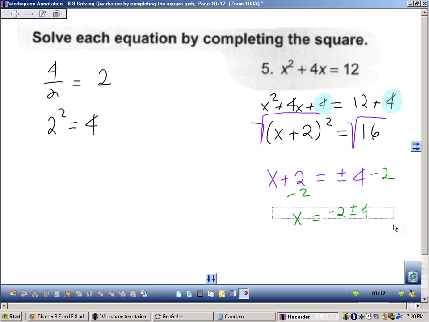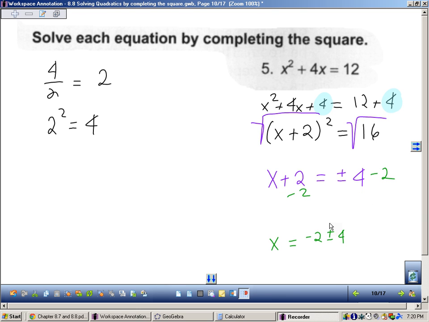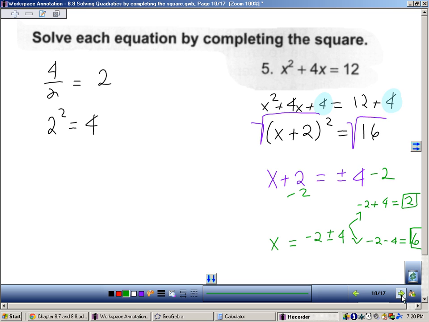And x equals 2 or x equals 6. Moving on to the next question.